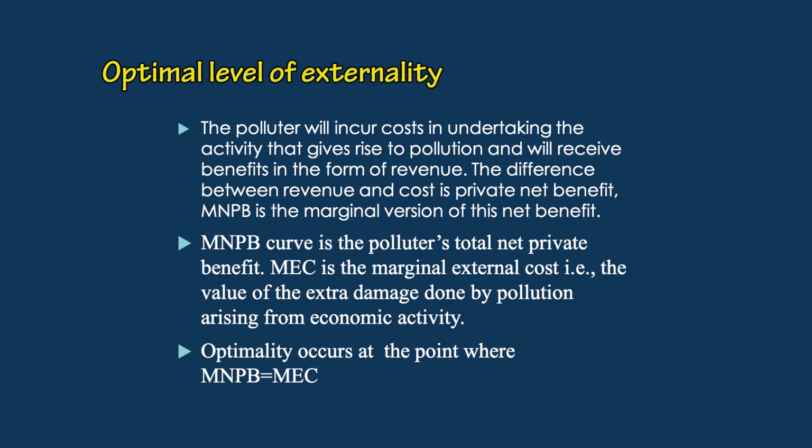Now, how do we arrive at this marginal net private benefit curve? When a polluter indulges in any activity, it creates benefits for it in the form of revenue, as well as it incurs some cost. The difference between this revenue and the cost gives rise to the private net benefit. The marginal net private benefit curve shows the extra unit of private net benefit which arises because of one extra unit of economic activity.